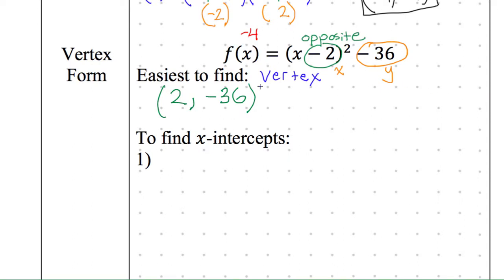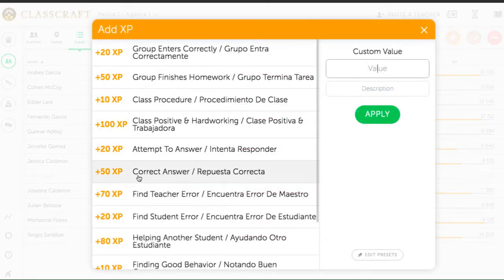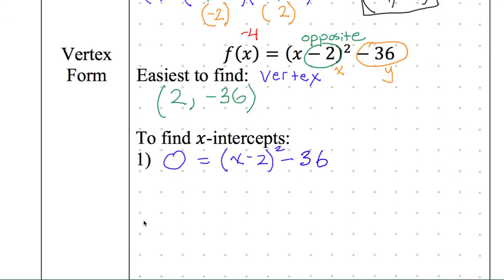So I'm going to do Julian's step. This f of x is now a 0. And I'm going to rewrite the rest of the equation: x minus 2 quantity squared minus 36. Thank you, Julian. And I do believe I saw Andres giving you help. Is that correct? Yeah, sure. All right. Thank you, Andres, for helping him out.